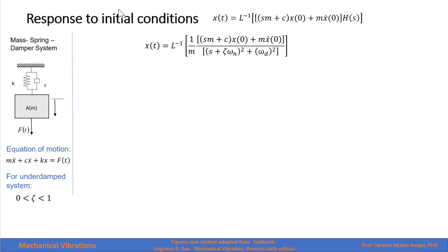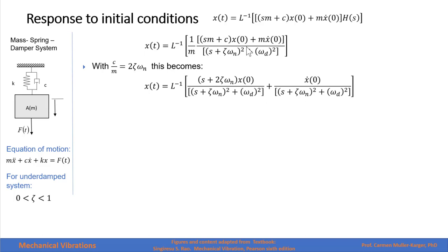Let's find the response to initial conditions for a system where zeta is less than 1, an underdamped system. So we know that it will be this part of the perturbation, which is (s m plus c) times the initial displacement plus m times the initial velocity. All that multiplied by our transfer function. The transfer function, we already explained that we can write it in this way using zeta omega n and omega d. And in order to find terms that look like our functions from the table of Laplace transforms, we manipulate that a little bit. Again, convert c over m into 2 zeta omega n times the displacement, and this m here goes with that m. So we get these terms over here.